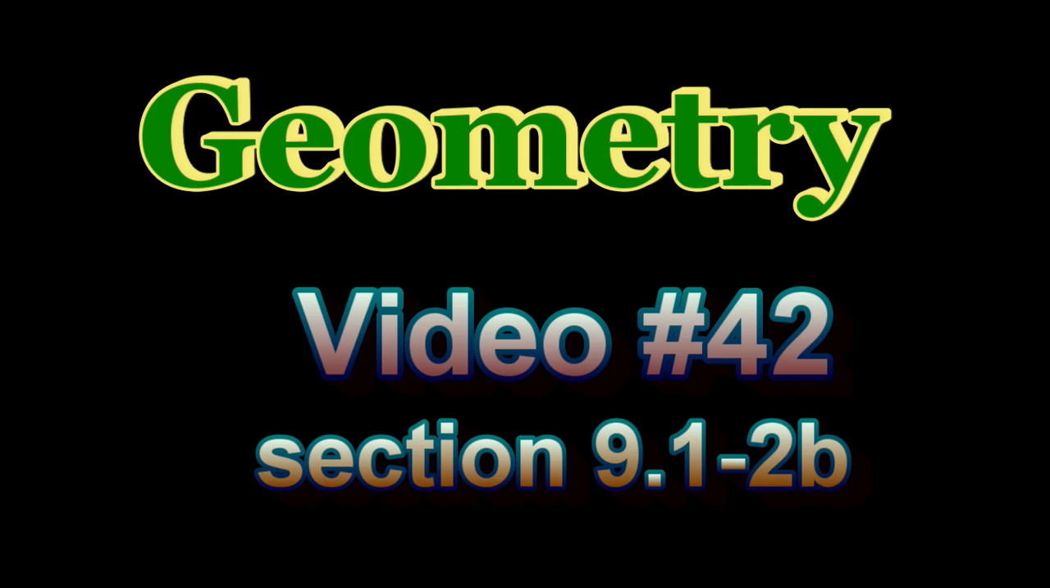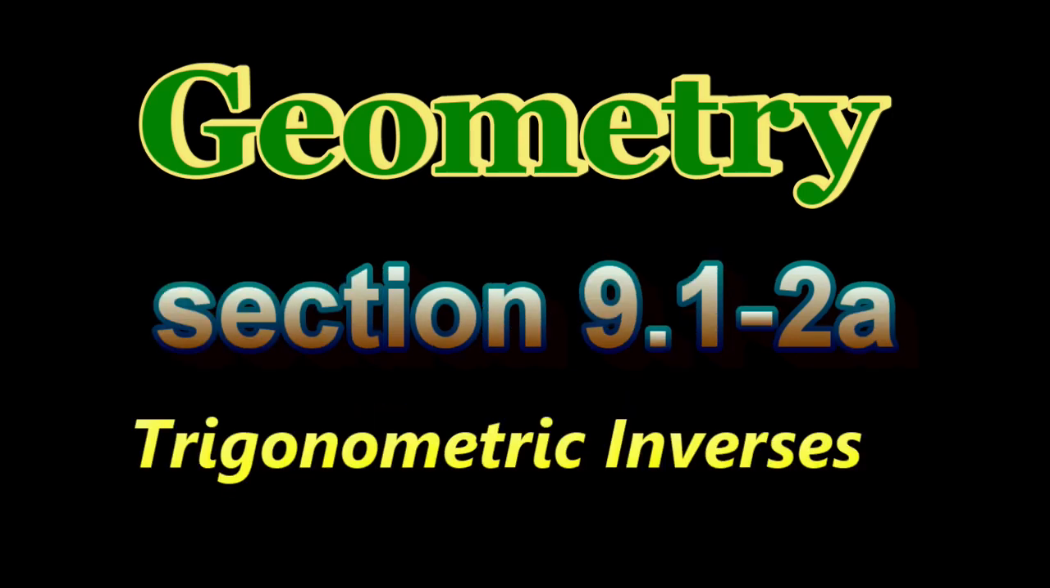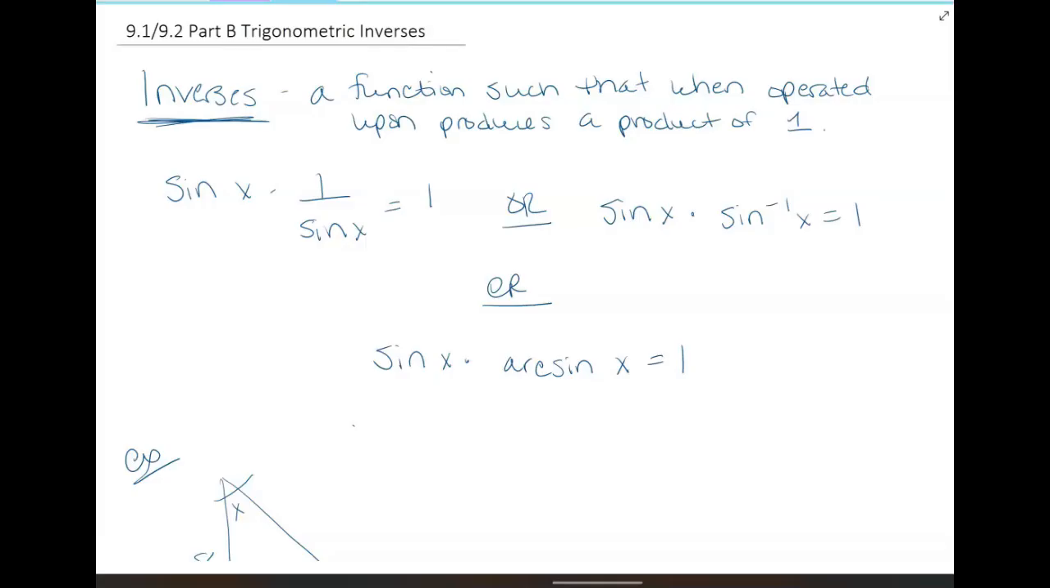There was a lot in these two sections and I wanted to split it up. The first part was when you were given an angle measure and you needed to find the side ratios. In this section, we're going to talk about what happens when you're given the side values, but you need to find the angle measures. And in order to be able to find that, we're going to use something called trigonometric inverses. Now, an inverse by definition is like a function such that when operated upon produces a product of 1.